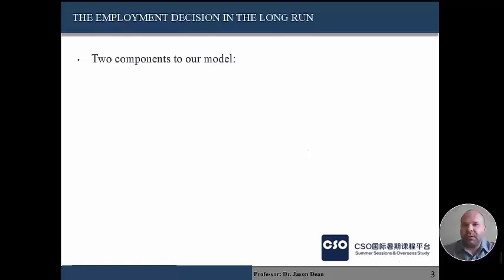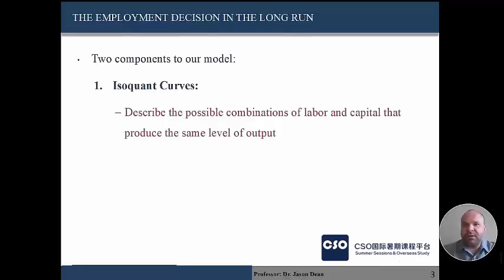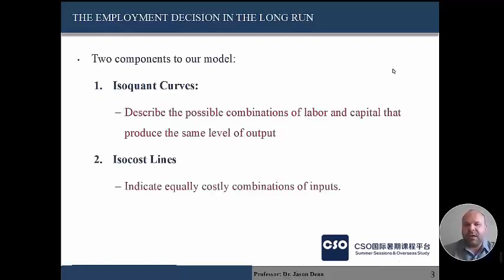There are going to be two components of the model. One is called isoquant curves. Isoquant curves show the possible combinations of labor and capital that produce the same level of output. It's similar to an indifference curve. An indifference curve shows combinations of goods between which an individual would remain indifferent, but we're not talking about preferences here, we're talking about production. The second component is called isocost. Isocost lines simply indicate equally costly combinations of inputs.